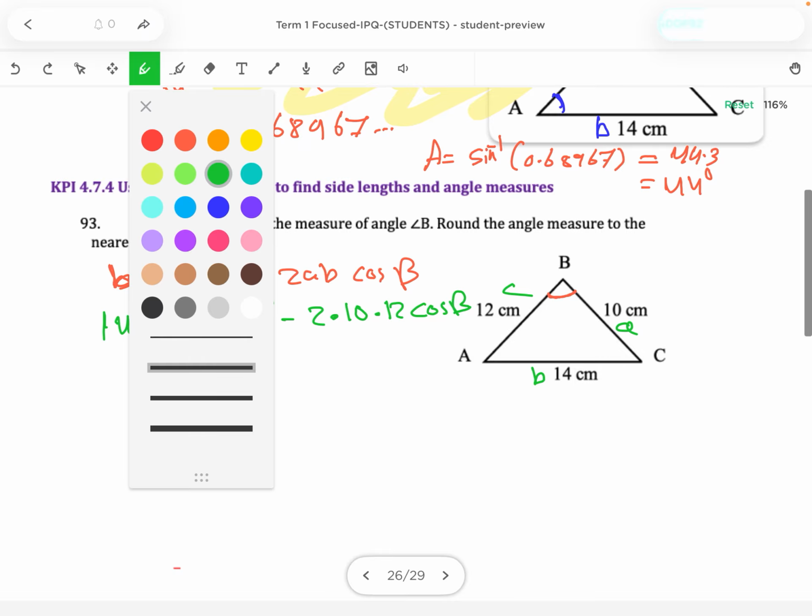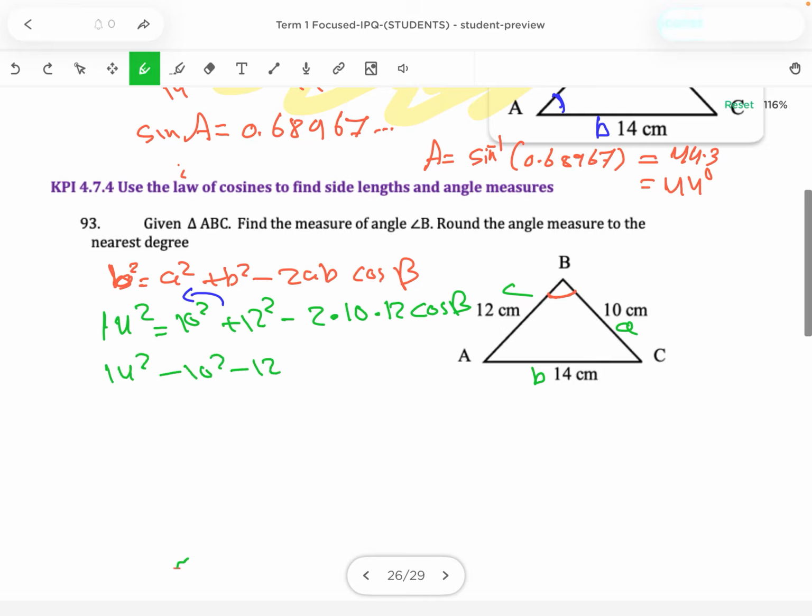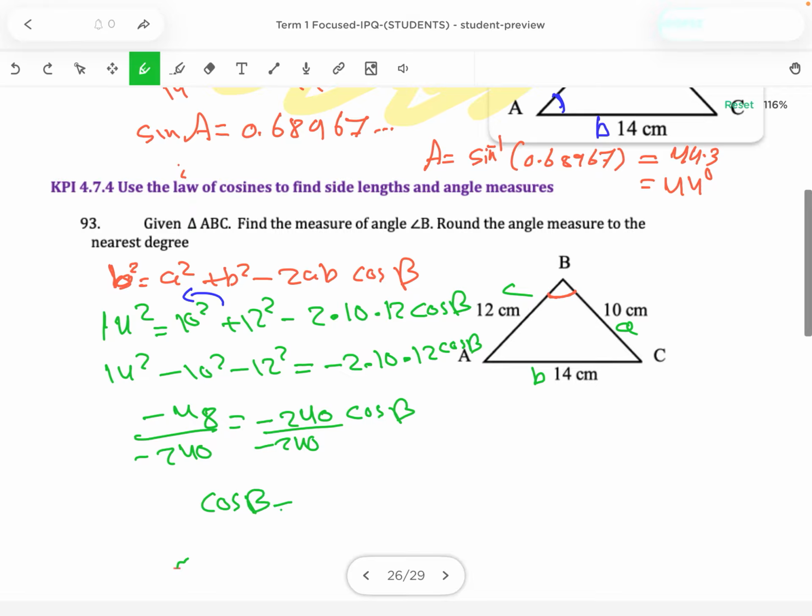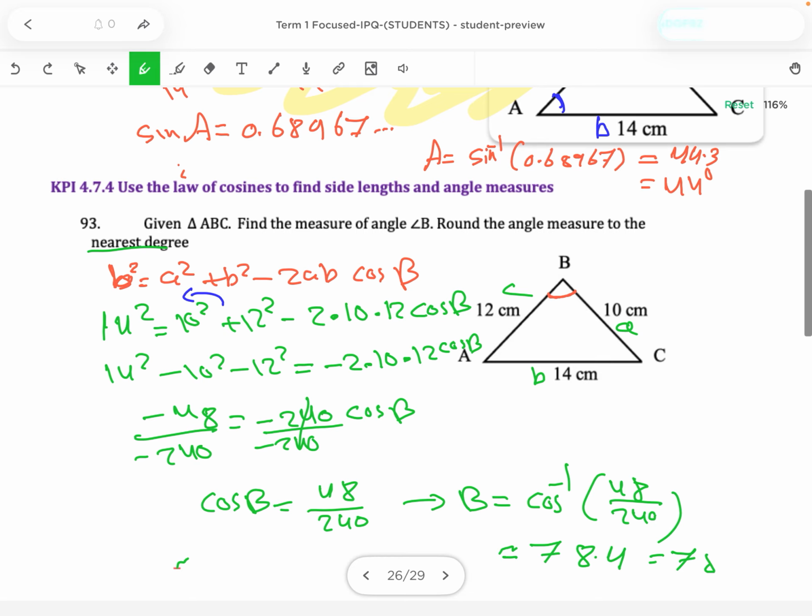We send these to the other side. Minus 10 squared minus 12 squared equals negative 2 times 10 times 12 cosine B. 14 squared minus 10 squared minus 12 squared will be negative 48, equal negative 240 cosine B. Over negative 240, over negative 240. So cosine B will be 48 over 240. That means B equals cosine inverse of 48 over 240, we close the bracket. That equals 78.4, to the nearest degree, so it will be 78 degrees.